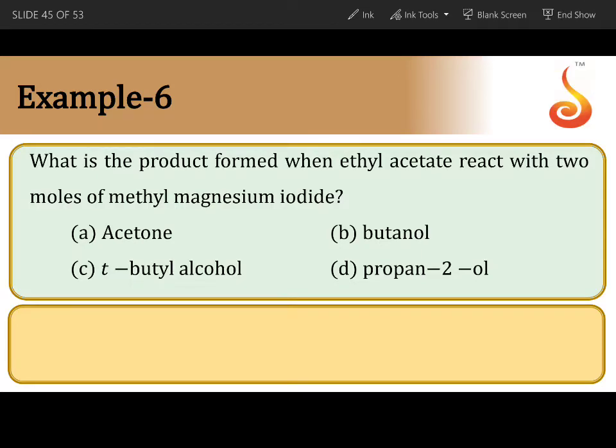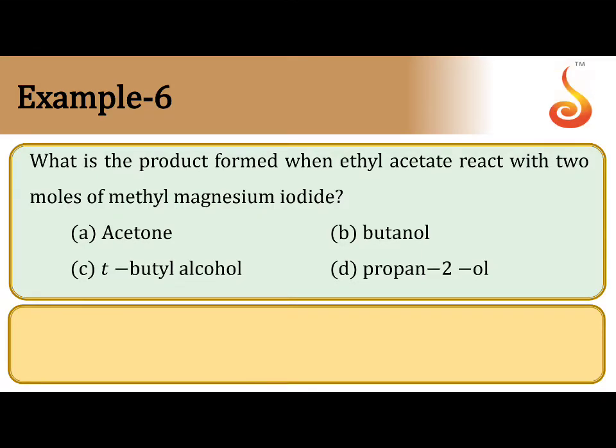What is the product formed when ethyl acetate reacts with 2 moles of methyl magnesium iodide? So, ethyl acetate. How do we write the structure of ethyl acetate? It is an ester. Alkanoate, the name is used for ester.